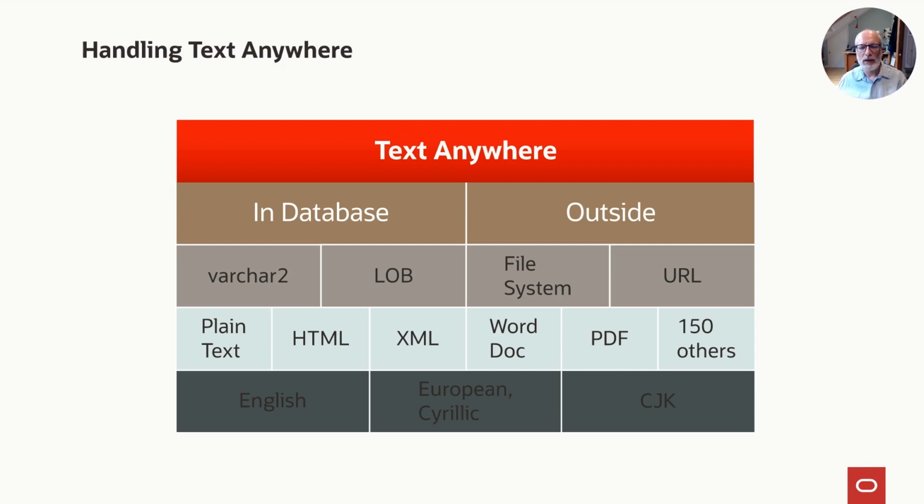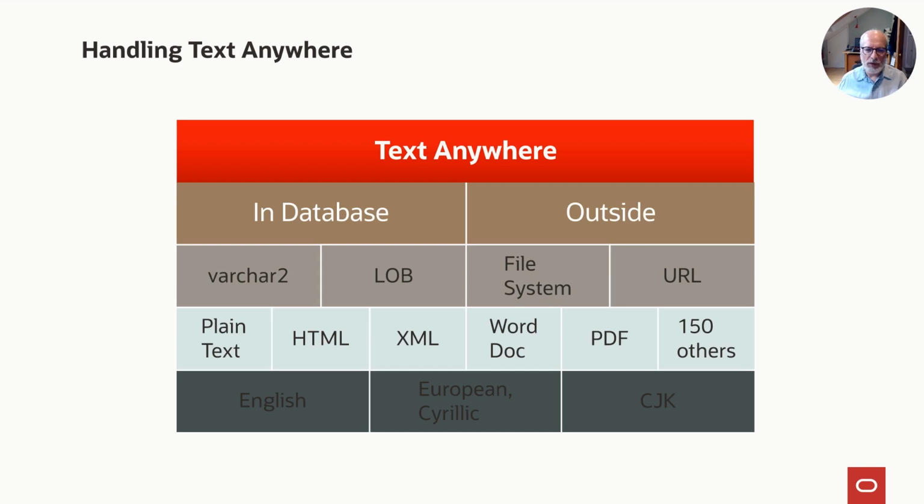Now, Oracle Text can handle pretty much any kind of text. First of all, it can handle text that's actually in the database. It could be in a varchar2 column or a lob column, clob for character data, blob for binary data, or it could be held outside of the database, and there could be just some sort of link inside the database. If it's file system, it could be the file name. If it's a file on the web, then it would be the URL. And we can extract this text from those sources and index them within the database.